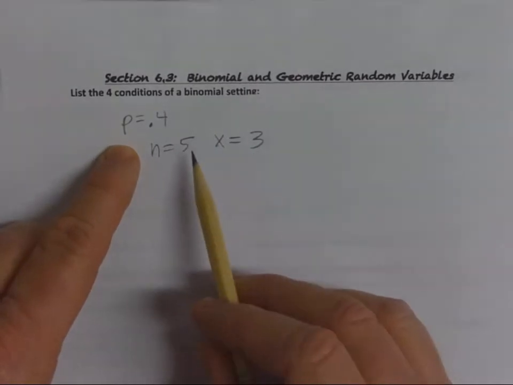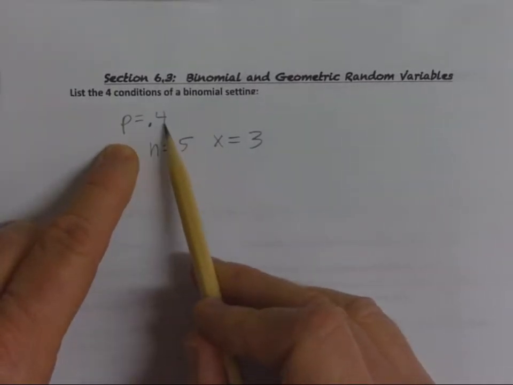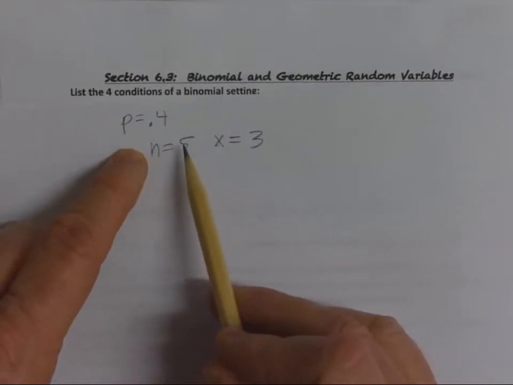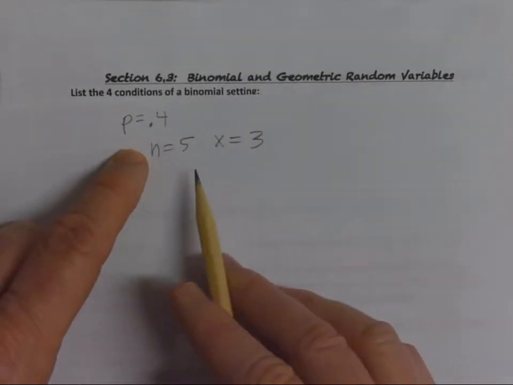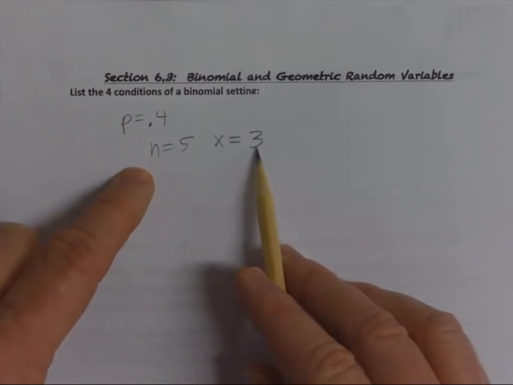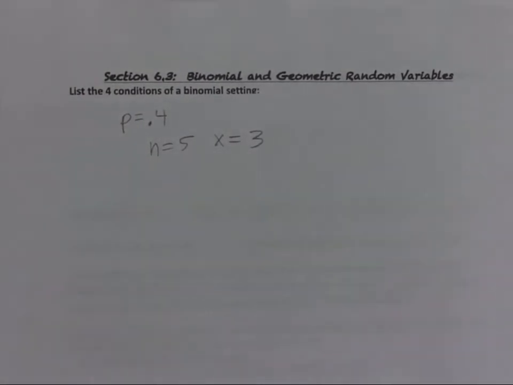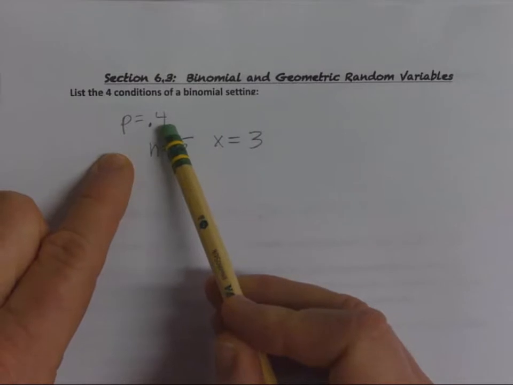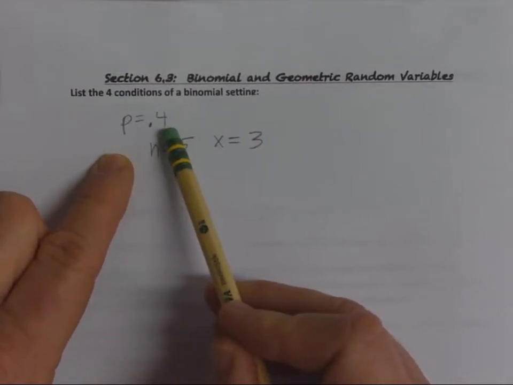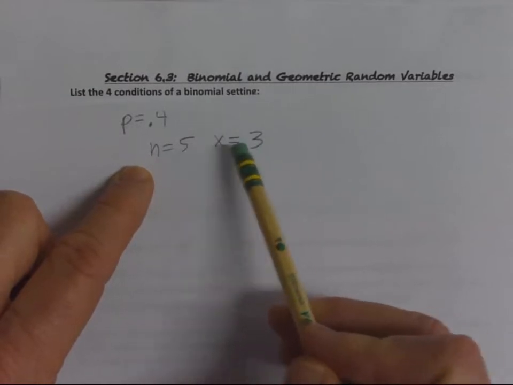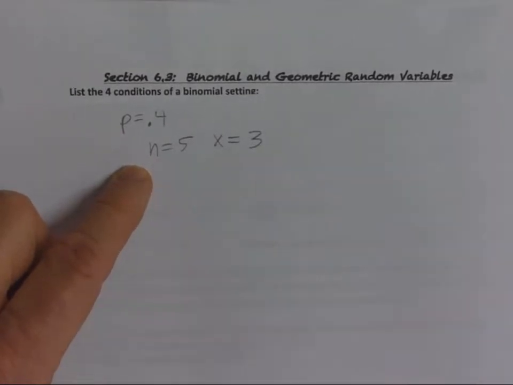And so you're going to have this scenario where you have a probability and then a number of trials. When you've got that, you've got the potential to have a binomial situation, and it's going to ask about the probability of a certain number of successes. This could be, for instance, a truckload of potatoes where 40% of them are rotten. You take a sample of 5 of the potatoes. What's the probability that exactly 3 of them will be rotten?